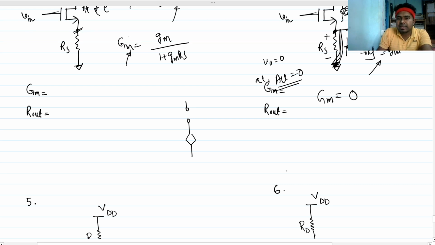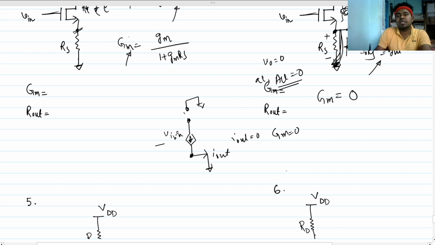So this RS will be omitted, right? Because this is short circuited to I out. If this is ground and this is ground, RS is dead, so we need not draw it. So this will be the small signal picture, and this is 0. The current source is V in into GM, and I out is basically 0, because this is open circuit. So overall GM becomes 0.